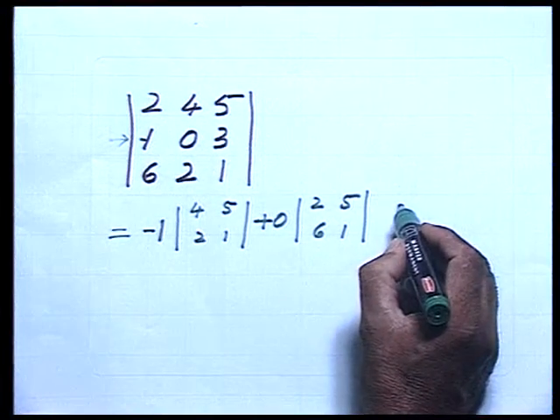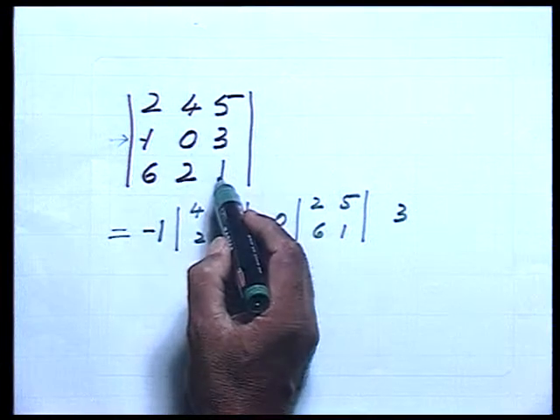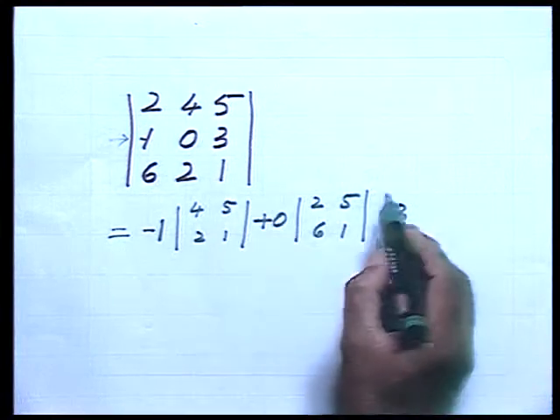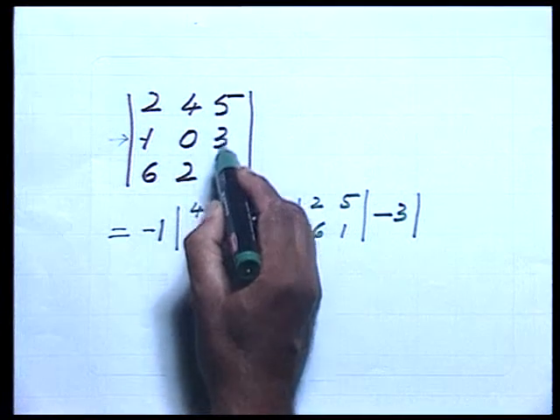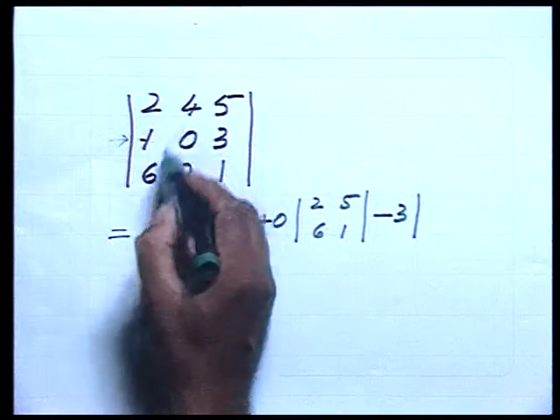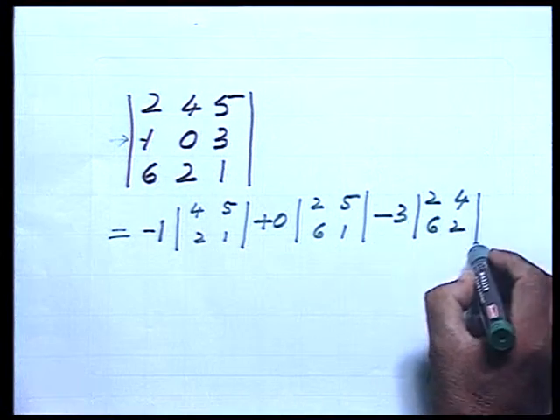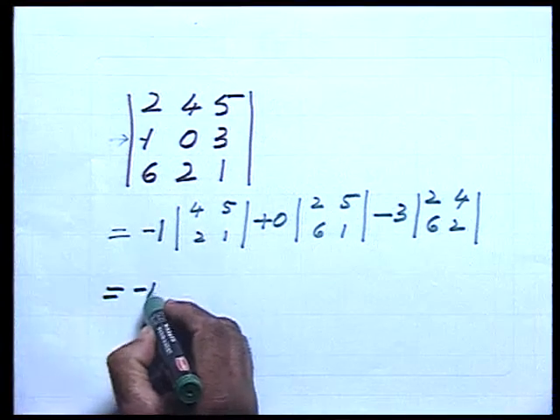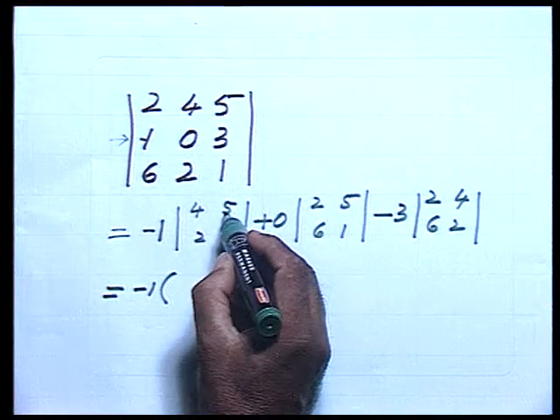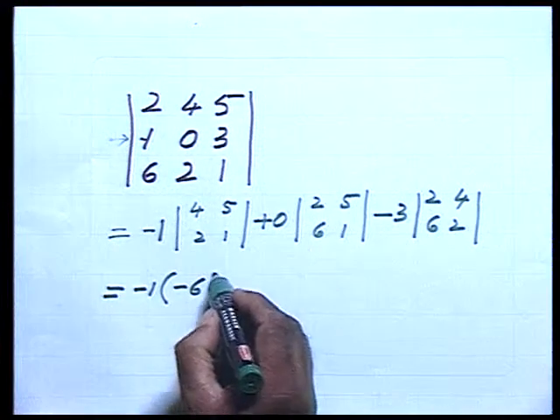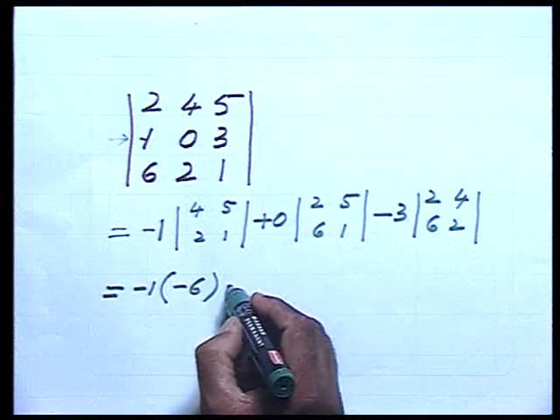Then next 3. What sign? This is second row, third column, 2 plus 3 is 5, an odd number, negative. And what is the cofactor? Forget this column, forget this row: 2 4, 6 2. What is the value? 4 times 1 is 4, minus 2 times 5, that is 10, so 4 minus 10 is minus 6.